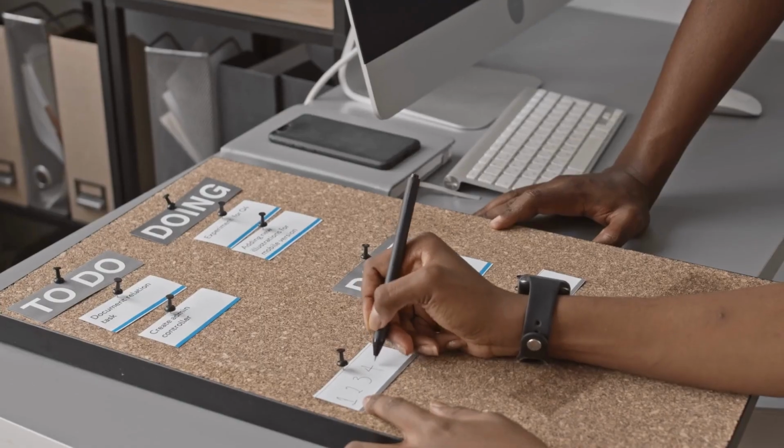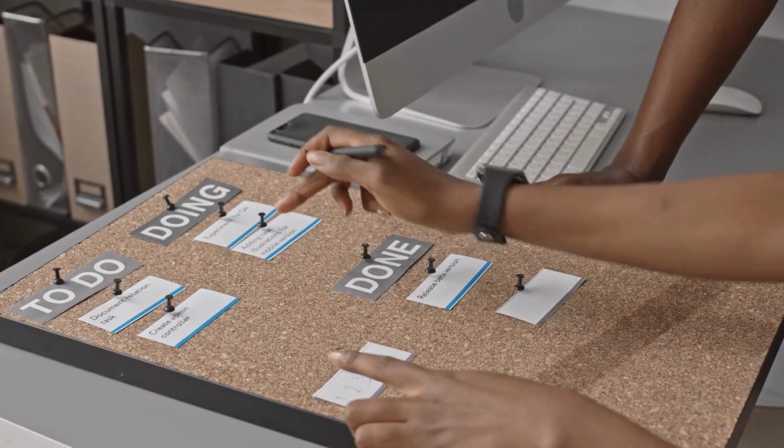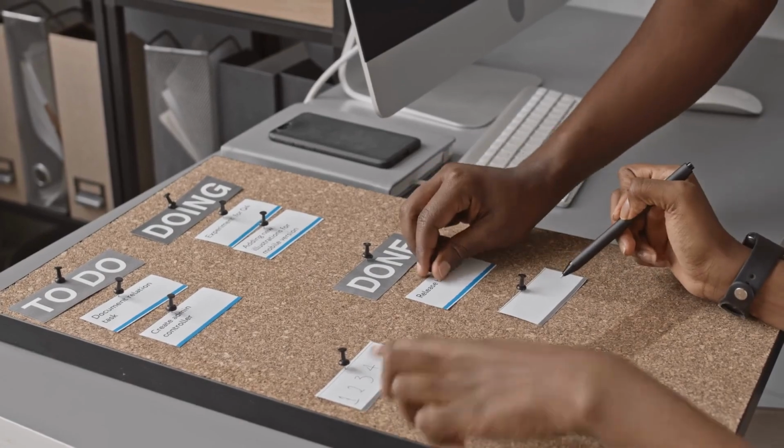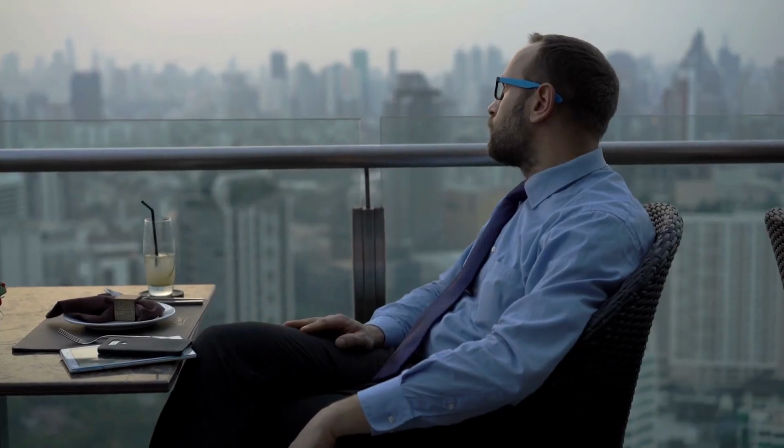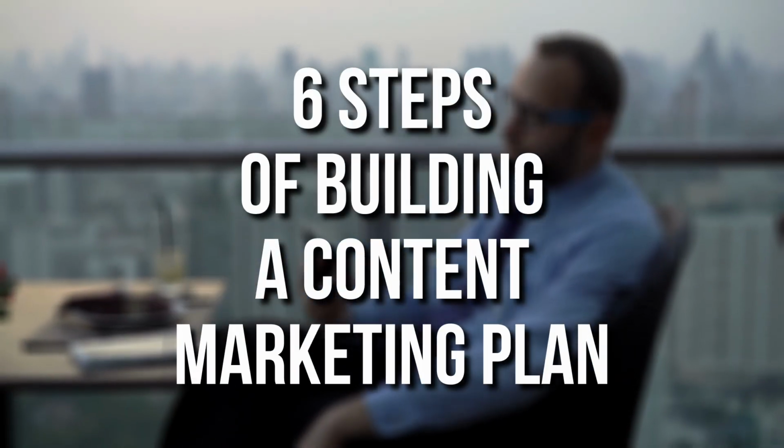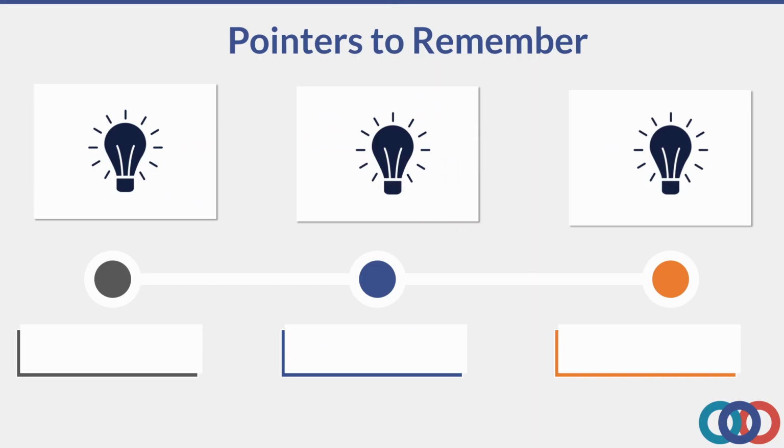Now, developing a content plan is not just about planning what your next post is going to be for the day, week, or even month. So before diving into the 6 steps of building a powerful content marketing plan, here are 3 keys to keep in mind for your strategy.